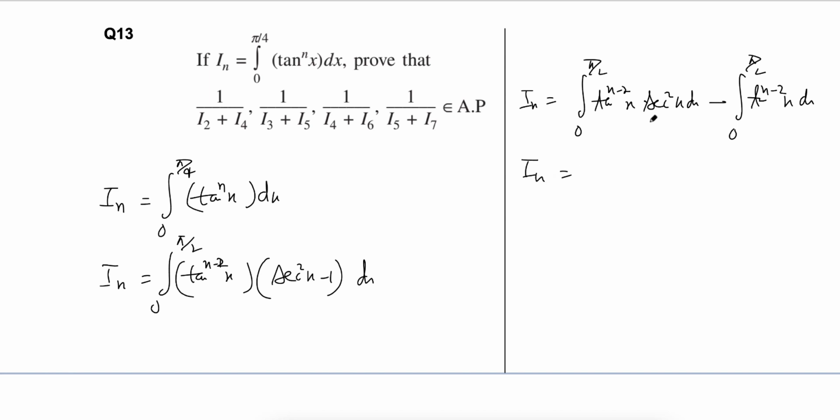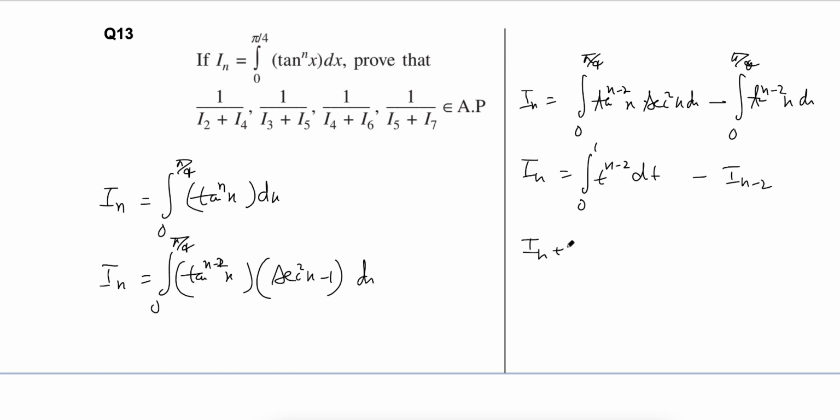So in I_n, here I can substitute tan x equal to t. Then sec^2 x dx will become dt, and t^(n-2). The limits: sorry, not infinity. This is pi by 4. I'm sorry, the question is wrong, this is pi by 4. Correct? So this will become 0 to 1, since tan x equal to t I am putting. So the integral from 0 to 1 of t^(n-2) dt minus I_(n-2).